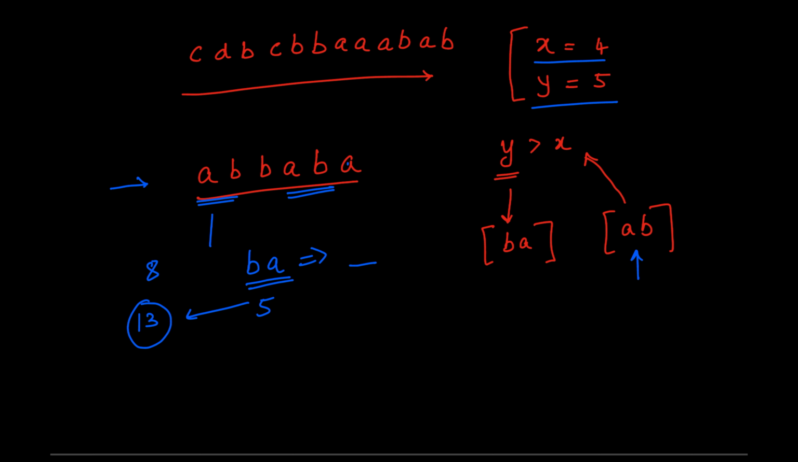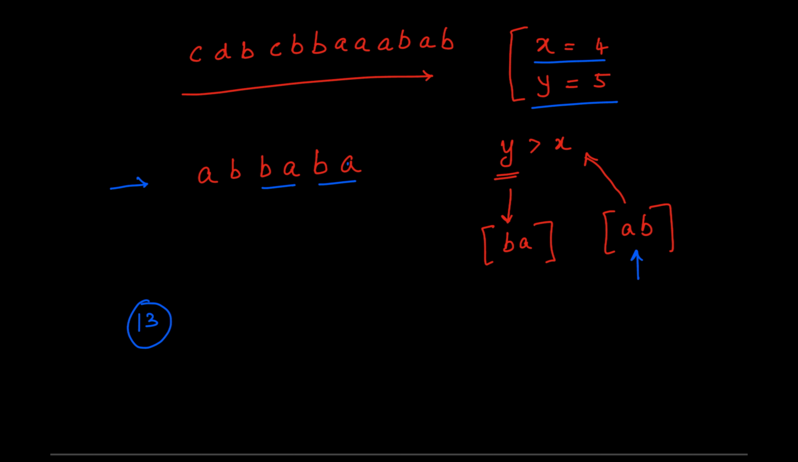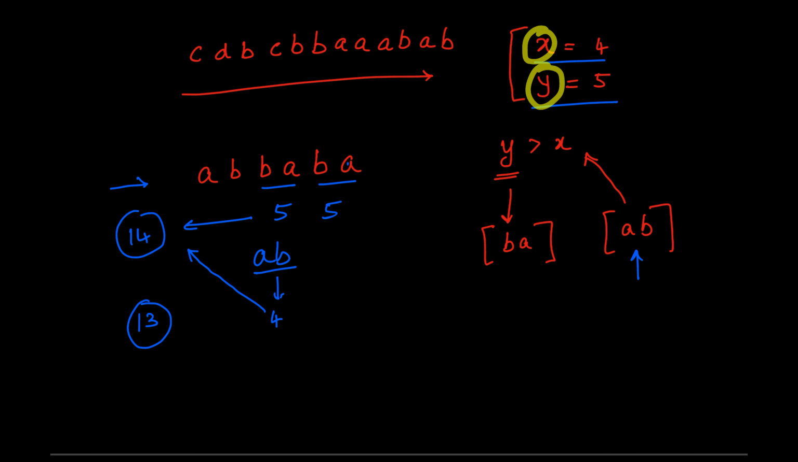Maybe. But to confirm, let's repeat the same cycle, but this time we'll start with ba instead. I have two occurrences of ba here, which will give me 5 points each. The total is 10, and the remaining string is ab. This will give me another 4 points. Adding 4 to the total gives me 14 points, which is greater than the previous value. This proves that it is important to know which value is greater between x and y so that we can start looking for the corresponding substring in the string s.